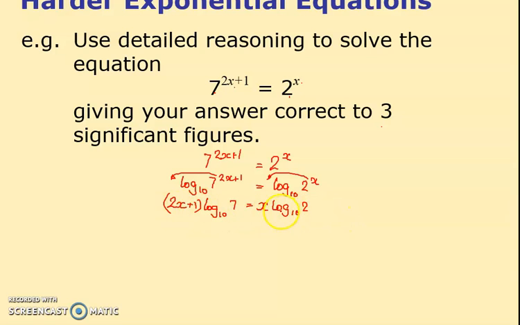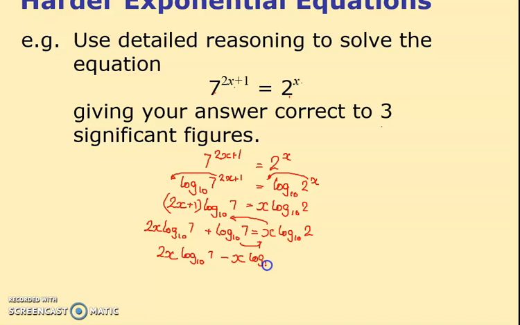Now on all these equations you always try to get the x's on the same side. So multiply out this bracket first of all. 2x log 10 of 7 plus 1 times that gives me that, equals x log 10 of 2. I'm going to move that way and that way. I'm going to get 2x log 10 of 7 minus x log to the base 10 of 2 equals minus log to the base 10 of 7.